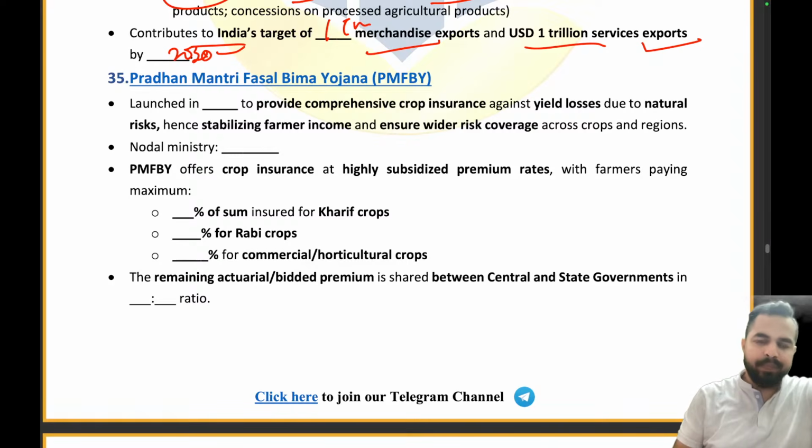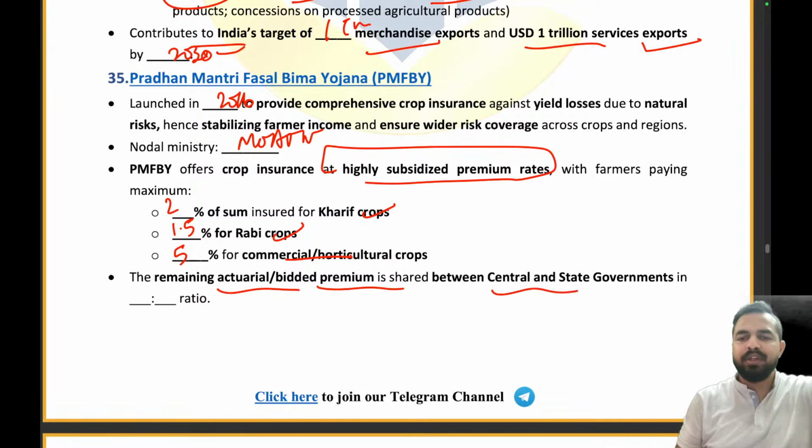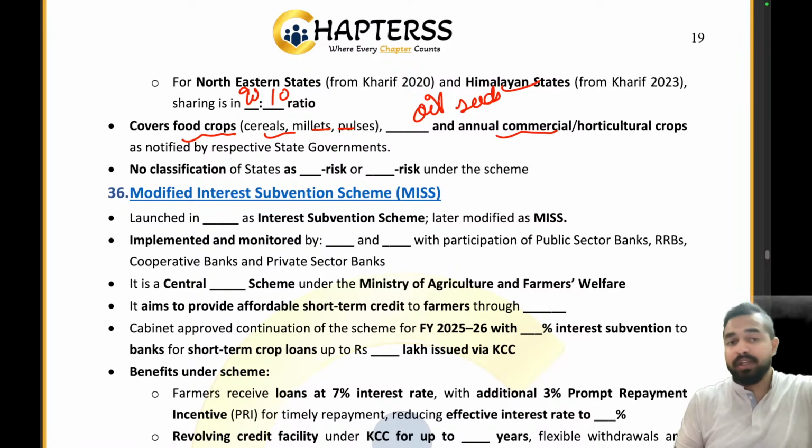Okay. So the scheme was launched in which year? 2016. Nodal Ministry, Ministry of Agriculture and Farmers Welfare. Now, when it comes to the highly subsidized premium rates, what is the rate for Kharif crops? 2%, Rabi crops 1.5%, commercial horticulture 5%. So, for the remaining actuarial or bid premium, it is shared between central and state governments in 50:50 ratio. Absolutely right. For the northeastern states and Himalayan states, what is the ratio? 90:10. It covers food crops, cereals, millets, pulses, oil seeds, and annual commercial horticultural crops.